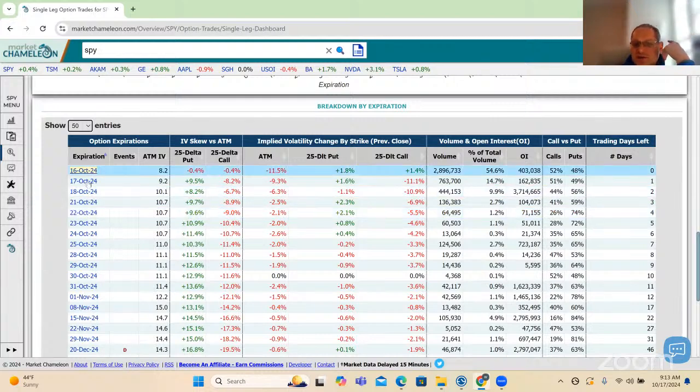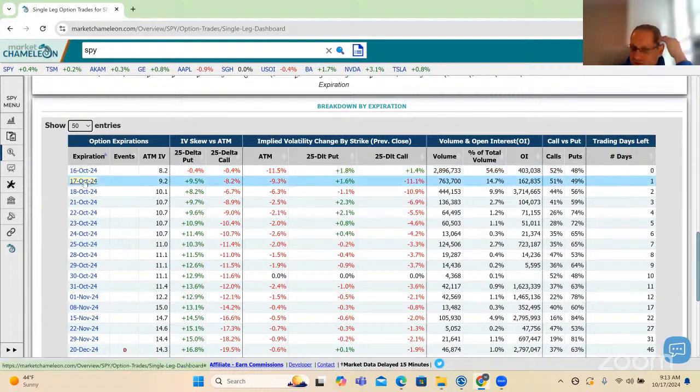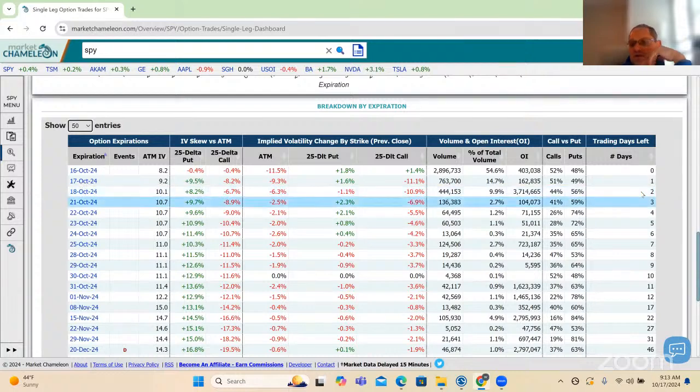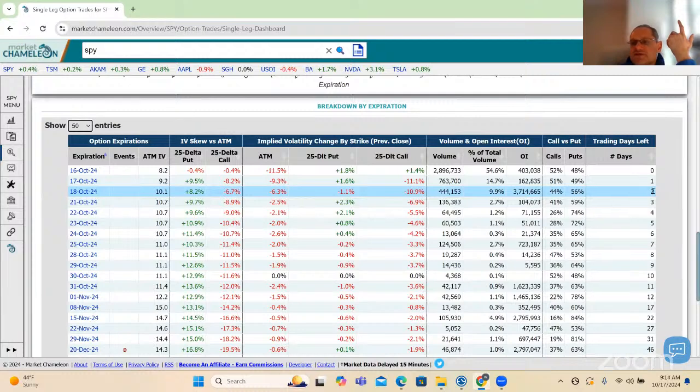So let's just go out, this one already expired October 16th. This one's a 1 day, but let's just go maybe to October 18th. So October 18th, you can see if I slide all the way to the end, the last column just gives us an idea how many days are left to expiration.